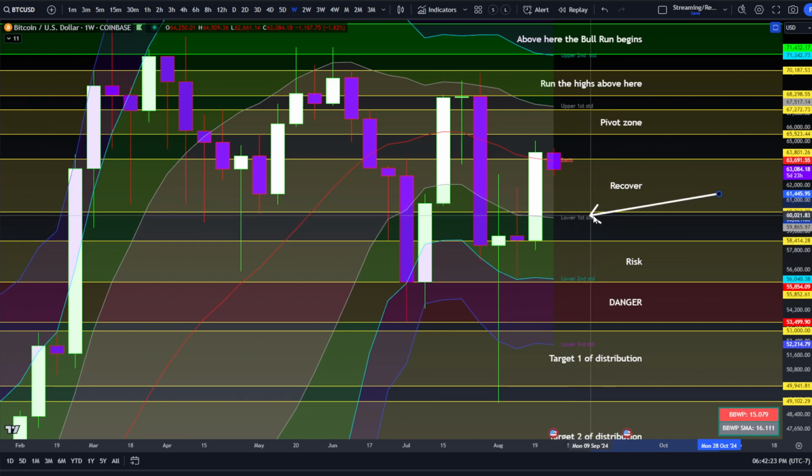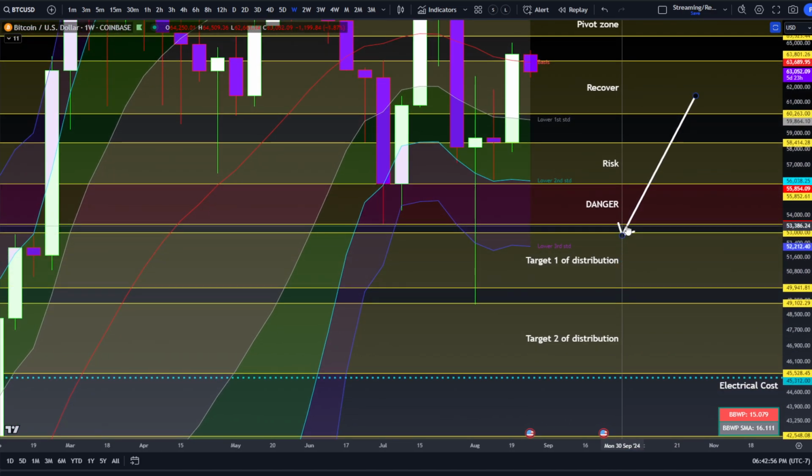Anywhere below the recovery zone endangers Bitcoin on the weekly of closing possibly below the lower first, which would make the entire risk zone available, at 58,400 to that 55,850 essentially. Anywhere below there, and we're looking at the bottom side of the danger zone at that 53.5 down to the lower third into target one of distribution, which is essentially $52,000 to $53,000. Anywhere below there, it's expansion down further, opening up $50,000, $49K, and then 48,240 to 45.5. I essentially call this 45 to 48.